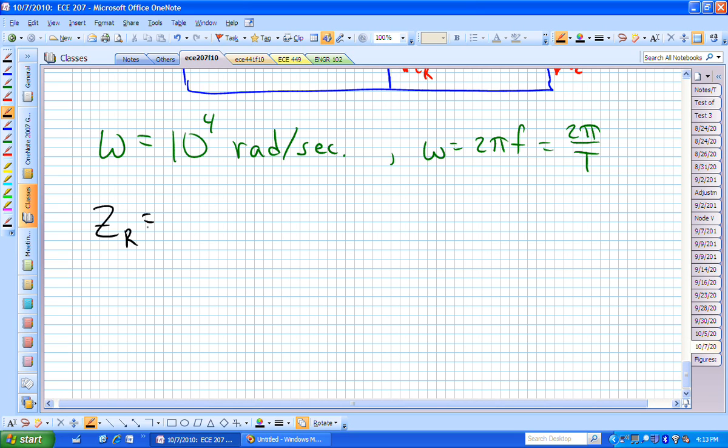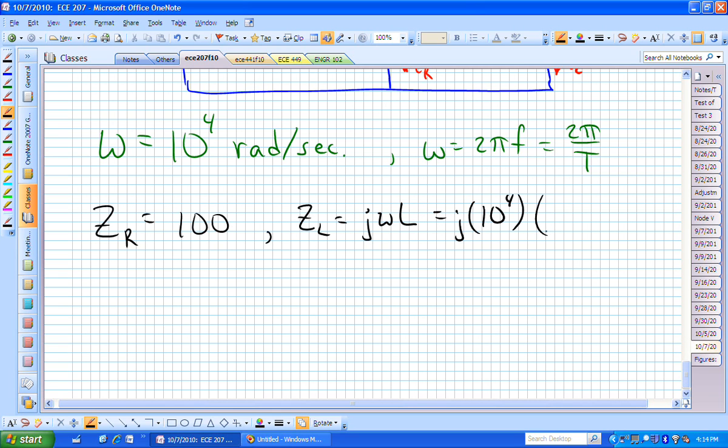What's Z sub R? R. What was R? That was 100. What's Z sub L? We just defined that to be J omega L. That's going to be a complex quantity, and that's why we had to pull out omega. That omega is on the side of our napkin. That's now 10 to the 4th that we have to use to define these Z's. We now have J times 10 to the 4th.